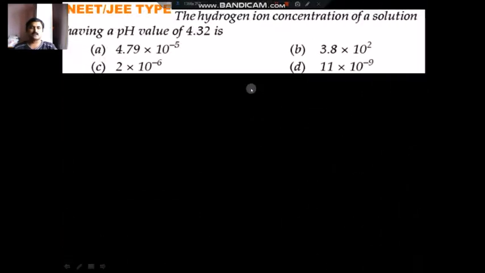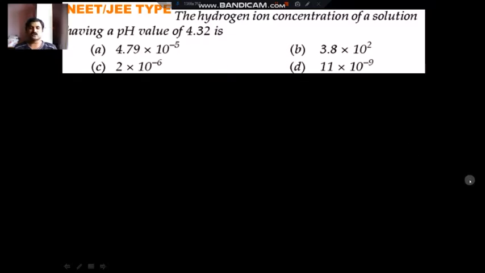See the next one. The hydrogen ion concentration of a solution having a pH value of 4.32 is. So it is an NCERT textbook model question. When we know the pH value, H plus ion concentration will be 10 power minus pH, means antilog of this value will give the answer. In this one, 10 power minus pH, means after 4 the next number is 5. If you take 10 power minus that number, then you will get the answer.